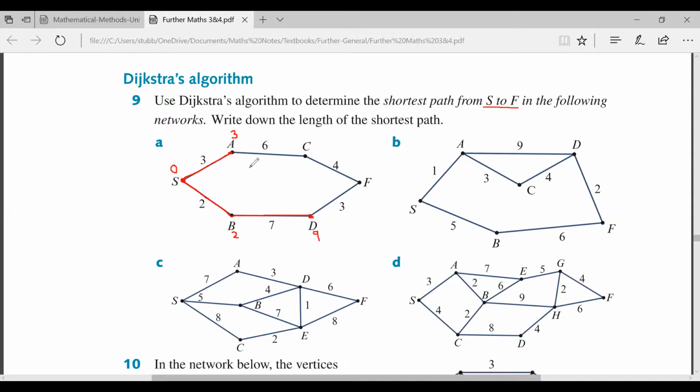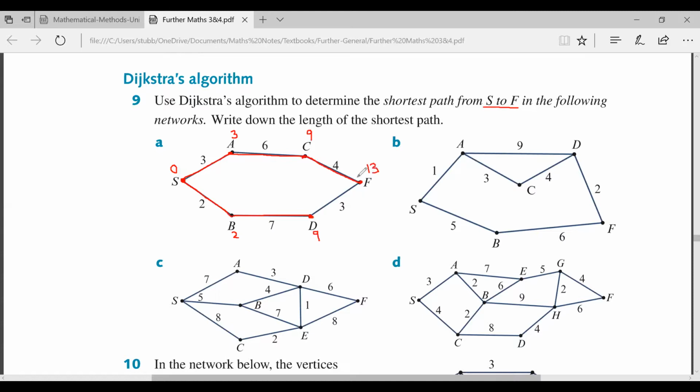Now we go to our two ends. These are the two ends at the moment. The lowest one is 3. So we go from 3, A to C. So 3 plus 6 is 9. Now they're both 9, so we can just pick one. We'll just pick C. So then we go C to all possible ones, which is just F. 9 plus 4 is 13.